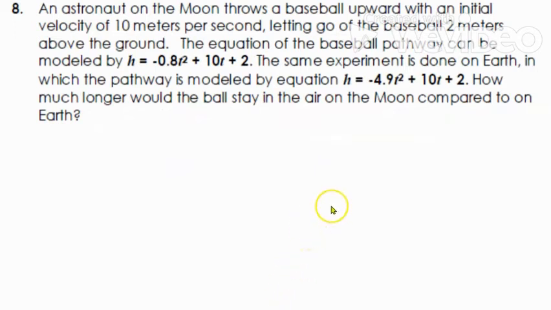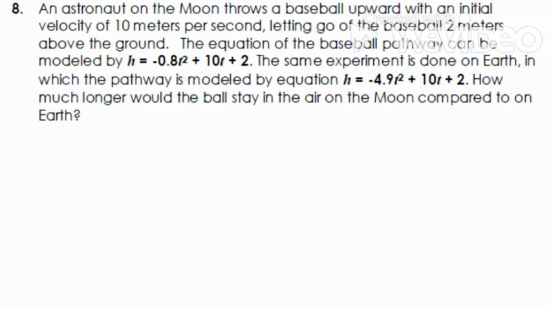So this is the last one we're going to work on today. And this one has to do with the metric units. An astronaut on the moon throws a baseball upward with an initial velocity of 10 meters per second. You notice we're not having that same value here because we're talking about meters and not feet. Letting go of the baseball 2 meters above the ground. That's where the 2 comes from. And that's where 10 comes from, initial velocity.